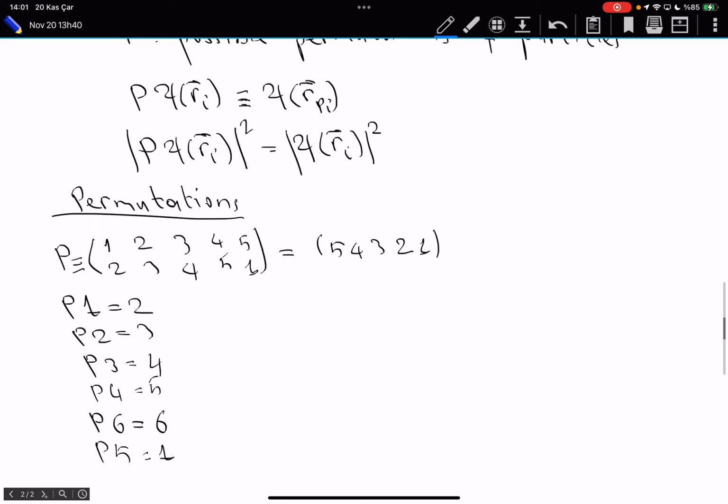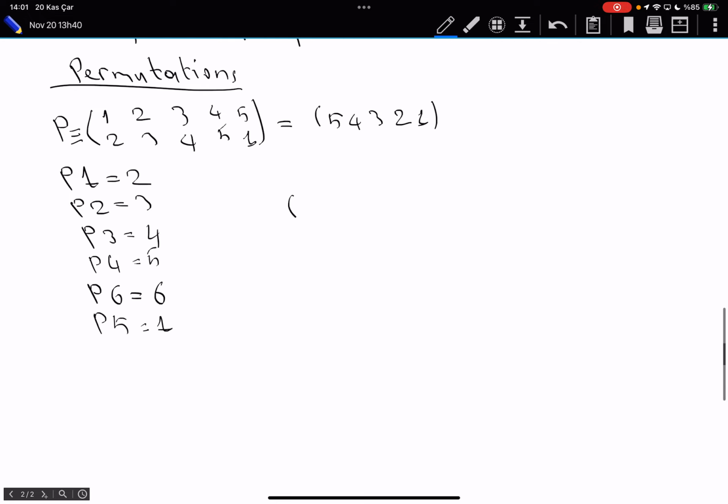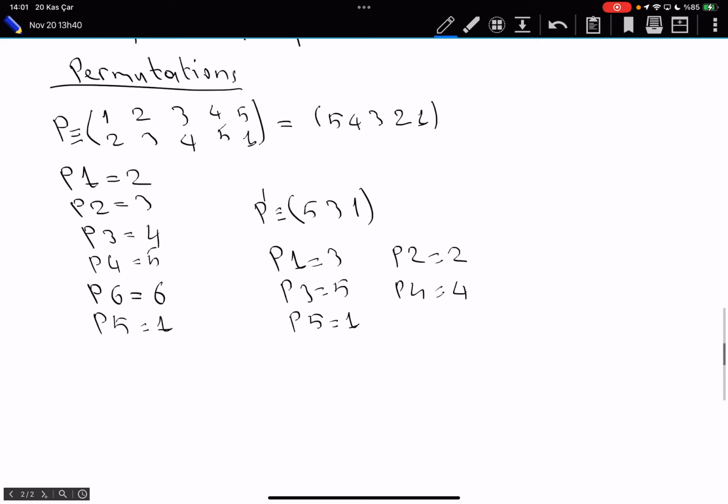That's just a notation. For example, I can have a permutation (1, 3, 5). What this will do is P1 will be 3, P3 will be 5, P5 will be 1, and P2 will be 2, P4 will be 4, P6 will be 6. It doesn't do anything else. It doesn't act on anything that doesn't appear there.